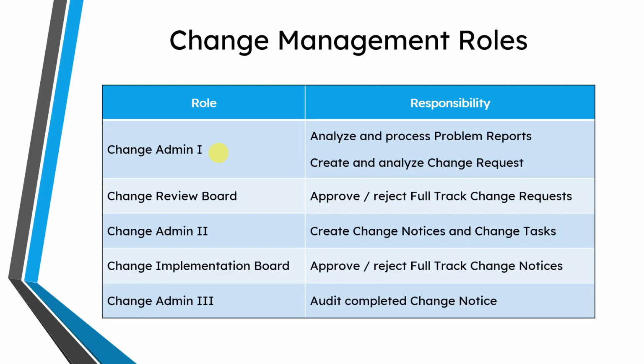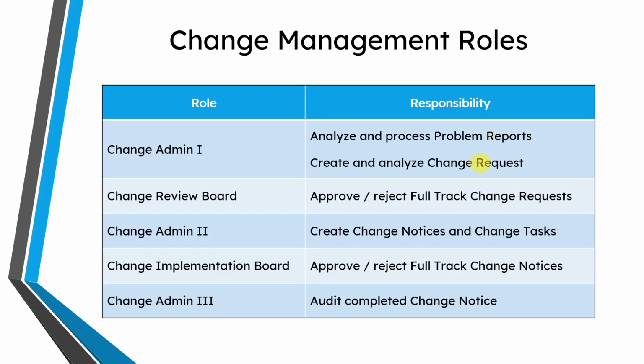And the first is the Change Admin 1. The Change Admin 1 is the person who analyzes and processes problem reports, and they can create change requests from those problem reports and then analyze them to determine their disposition. Now, be aware, in many organizations, Change Admin 1s aren't the only people who can create change requests, but they can create change requests from the problem report. And I'll show you how to do that in the demonstration portion of this.